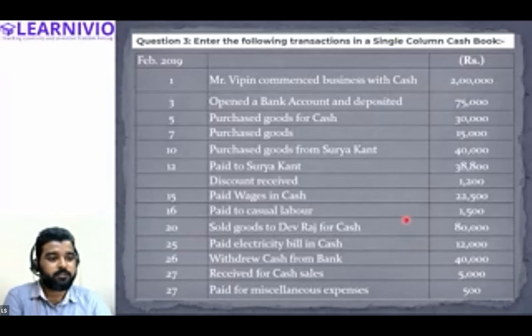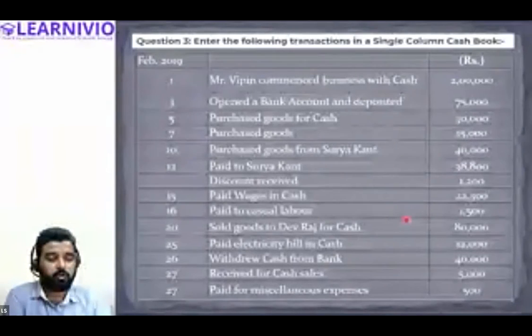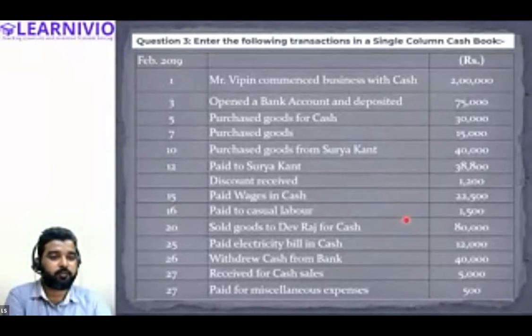Halima, Mazen, P, Samiksha, and Steve, any doubt you want to ask? No, sir. No doubt, sir. Okay. So I have one. Yes, tell me. For the withdraw cash from bank entry, if we said that we withdrew cash from bank for personal use, will it still be in debit or will it go for credit?